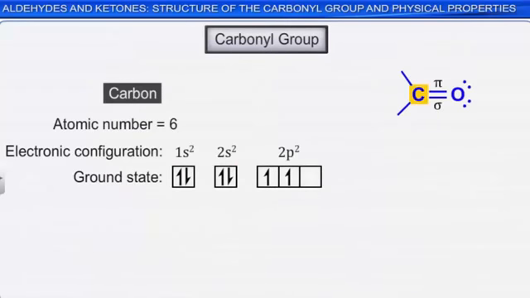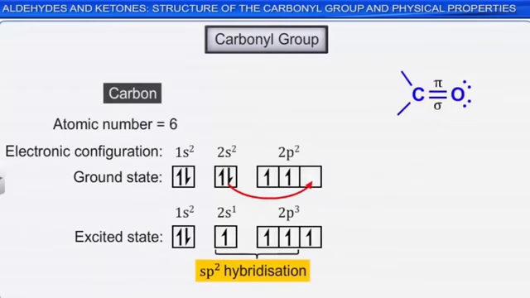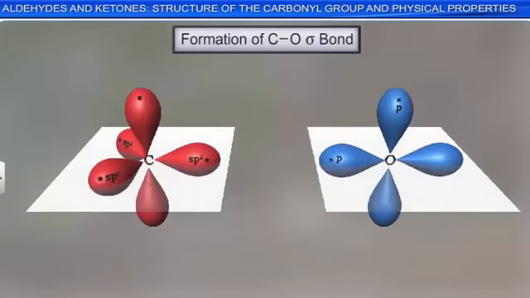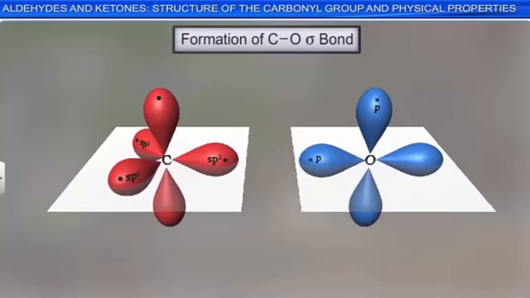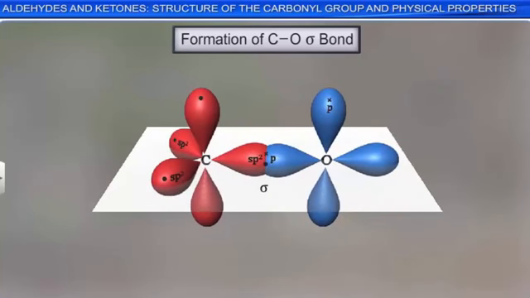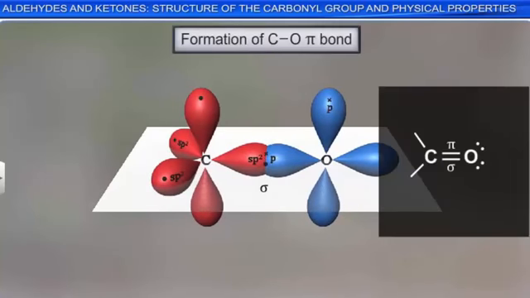The carbon atom in the carbonyl group undergoes sp2 hybridization in its excited state, leaving 1 out of 3 p orbitals unhybridized. The carbon-to-oxygen sigma bond is produced by the overlap of one sp2 orbital of carbon with a p orbital of oxygen. On the other hand, the carbon-to-oxygen pi bond is formed by the sideways overlap of the p orbitals of carbon and oxygen.